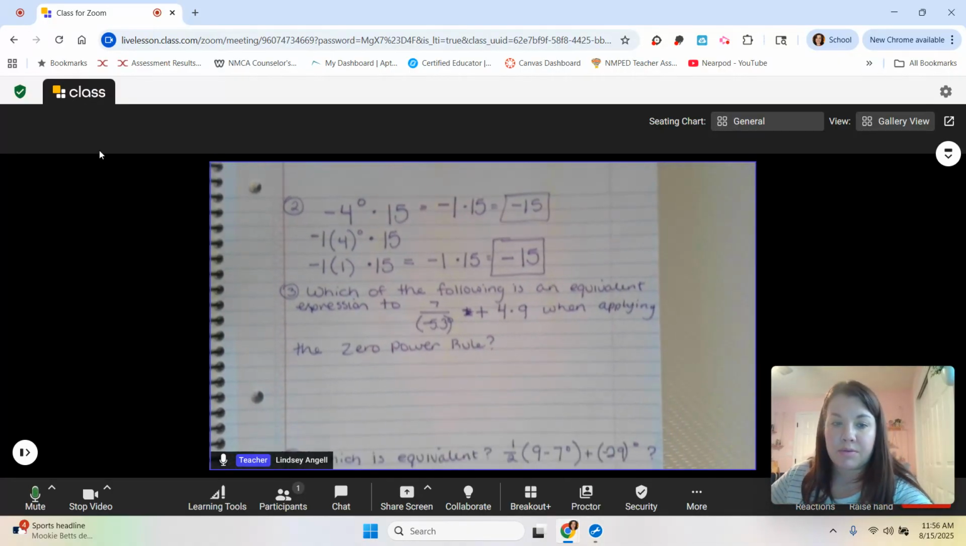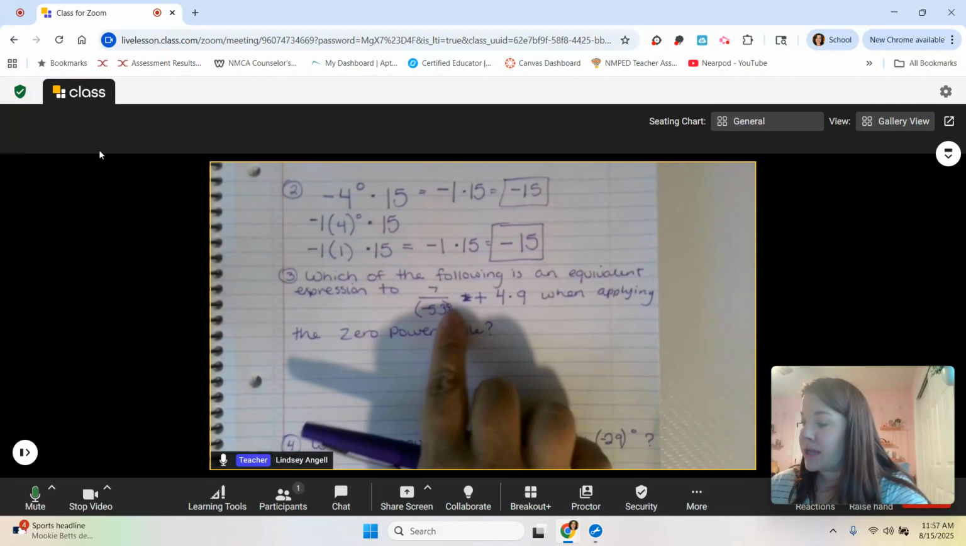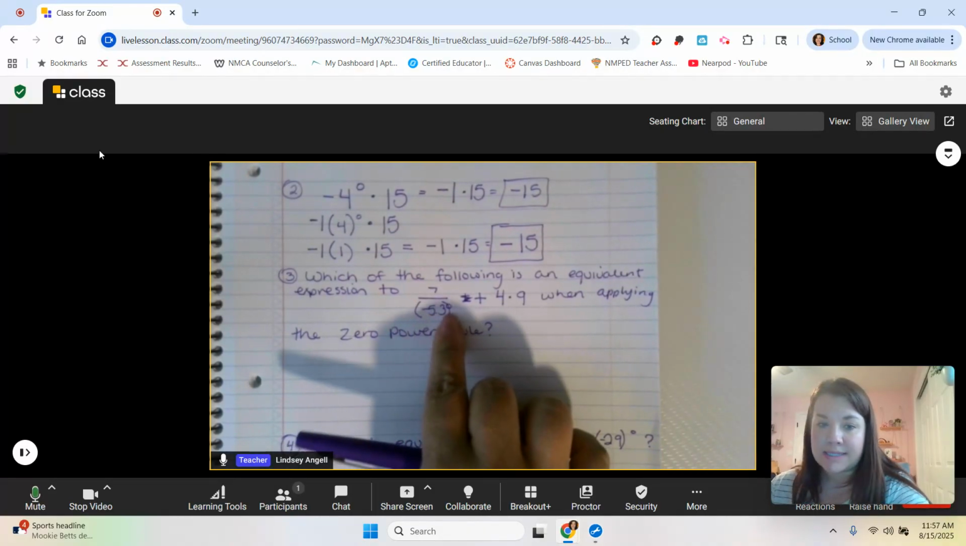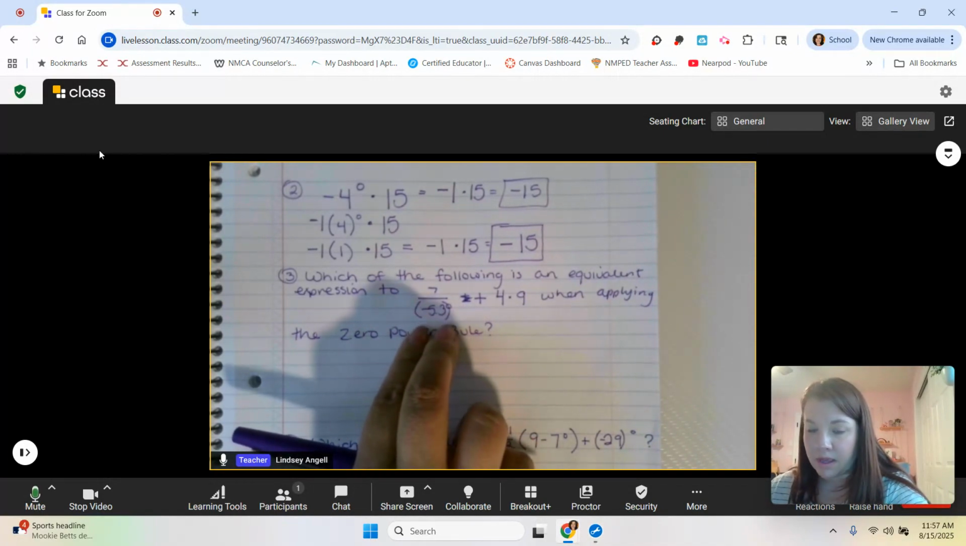All right, number 3. It says, which of the following is an equivalent expression to 7 over negative 5 and 3/10 to the 0 power plus 4 times 9 when applying the 0 power rule? Okay, I didn't write all of them out, but I just wanted to talk through it with you. So if we're applying the 0 power rule, it's like, let's simplify this.